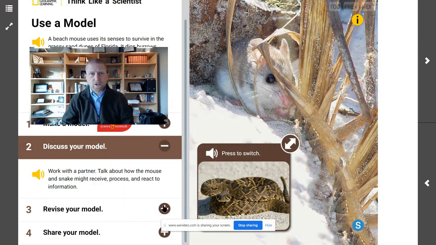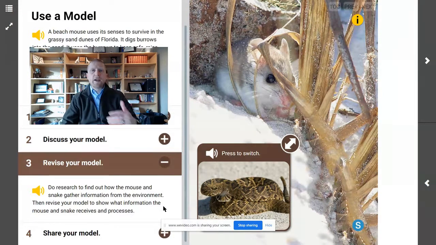After you've talked with and shared your model with somebody else, then you might need to revise your model. So you might have to do some more research to find out how the mouse and the snake gather information from their environment. Then revise your model to show what information the mouse and the snake receives in the process. And again, this is what scientists do. They make an observation, they learn more from fellow scientists, they communicate together as scientists, they revise their ideas, and they continue their experiments. They continue their process.